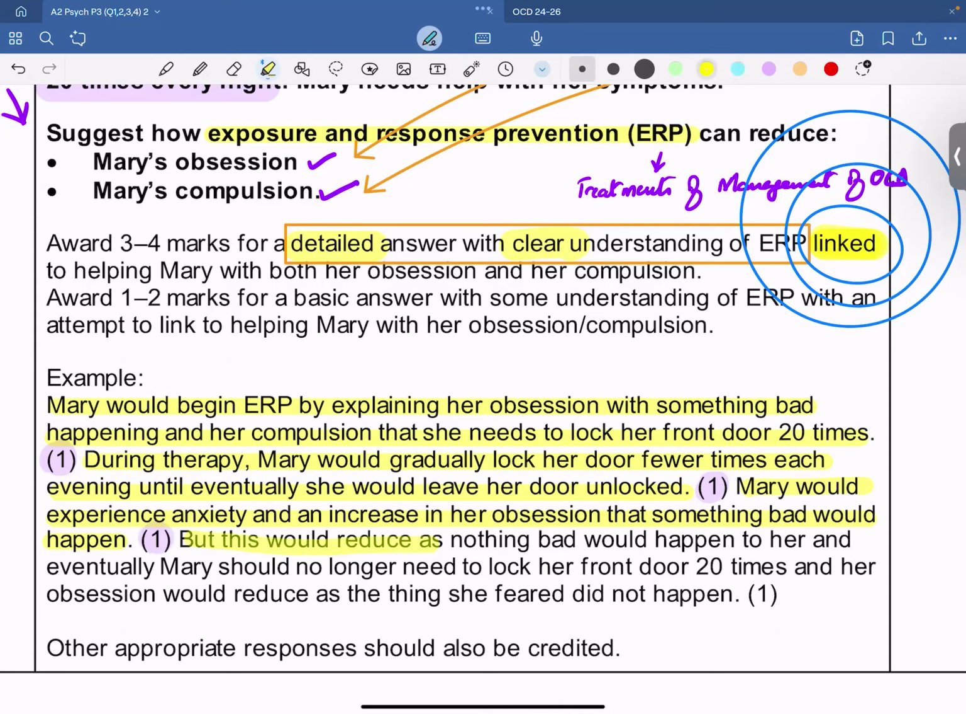Taking it ahead, this would reduce as nothing bad would happen to her, and eventually Mary should no longer need to lock her front door 20 times, and her obsession would reduce as the thing she feared did not happen. Remember, your obsessions are your thoughts. Once you do not have those intrusive thoughts, you'd be totally fine. This is how you scored your first mark, the second mark, the third mark, and the fourth mark. So this was 3A.